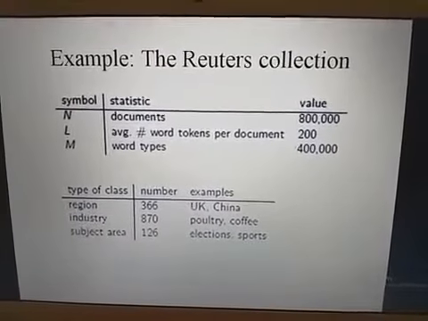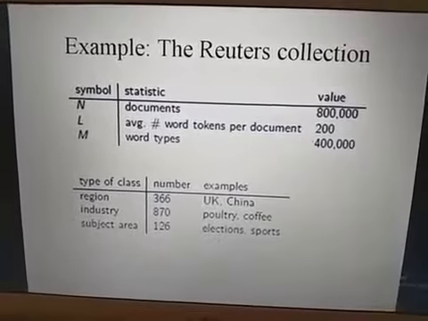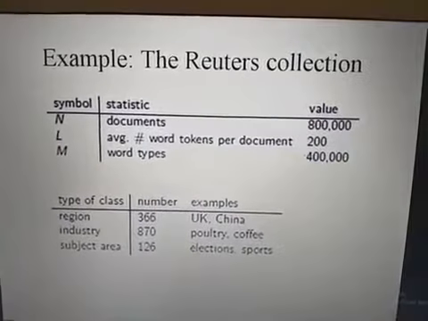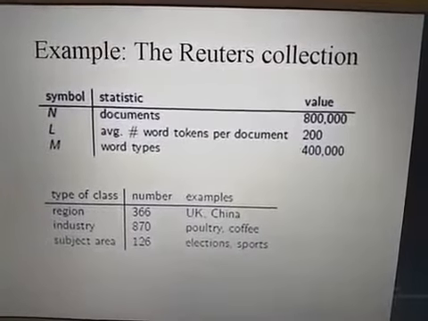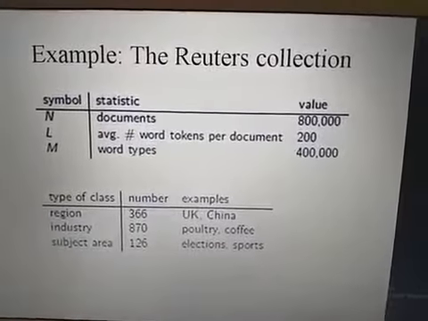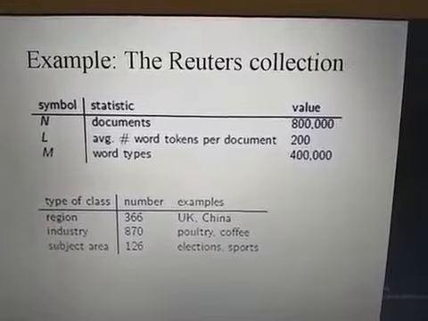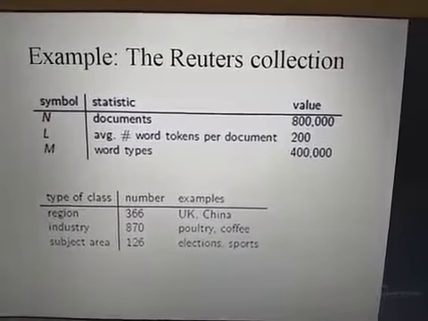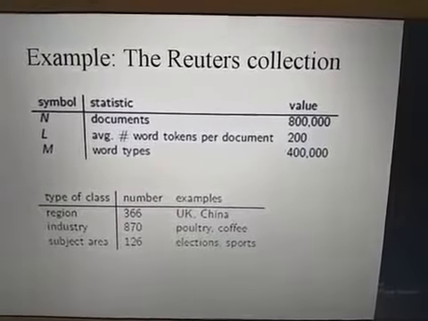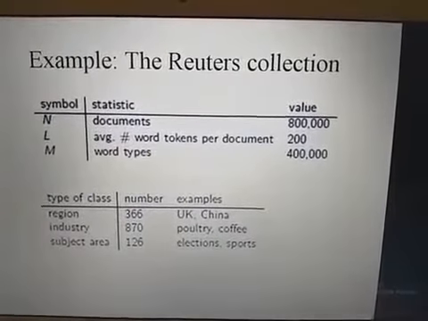In the Reuters collection, N means the total number of documents present. In total 8 lakh documents are present, the average number of words or tokens per document equals 200, and the number of word types, which is M, equals 4 lakh.